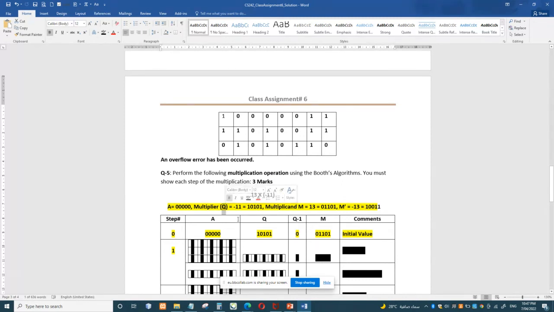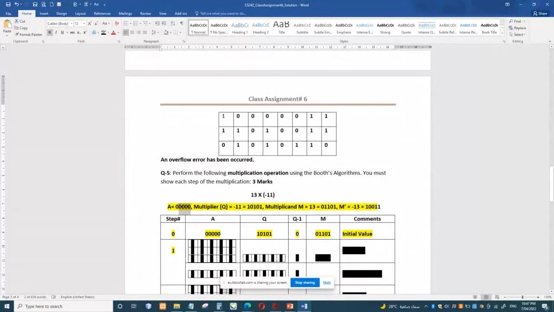The multiplier is Q, and it can also be represented using 5 bits. For minus 11, the positional value of the leading bit is minus 16, and if you add 5 to it, then minus 16 plus 5 is minus 11. So this is the 2's complement representation of minus 11.